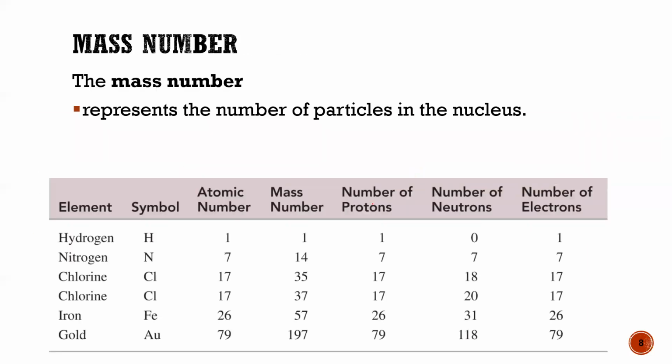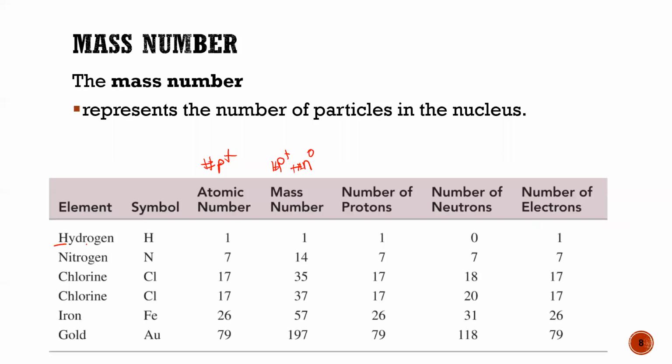So the mass number is the bigger number. The atomic number is just the number of protons. And the mass number is equal to the number of protons plus the number of neutrons. And that's because they both are 1 AMU.